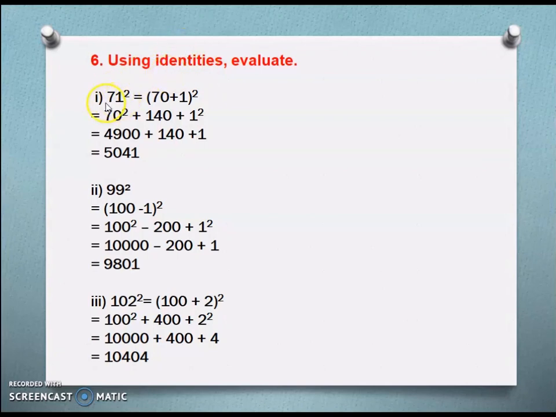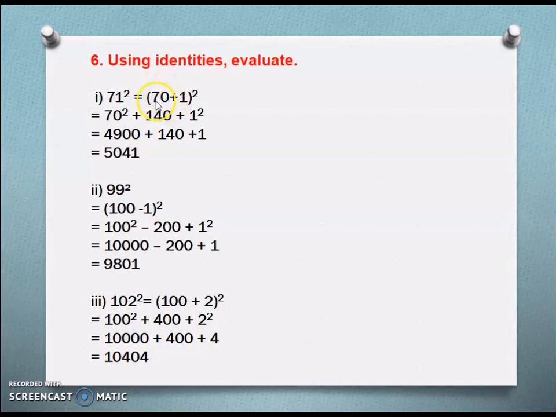If you have to find out the square of 71 into 71, so if you do by your regular multiplication, it will be a lengthy calculation. So easily, if you want to do, you can write it as 70 plus 1 the whole square, and then you can expand using identity a plus b the whole square.